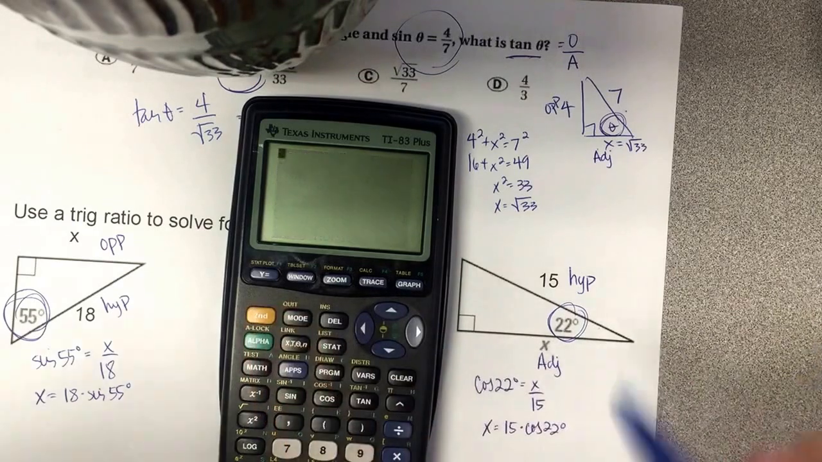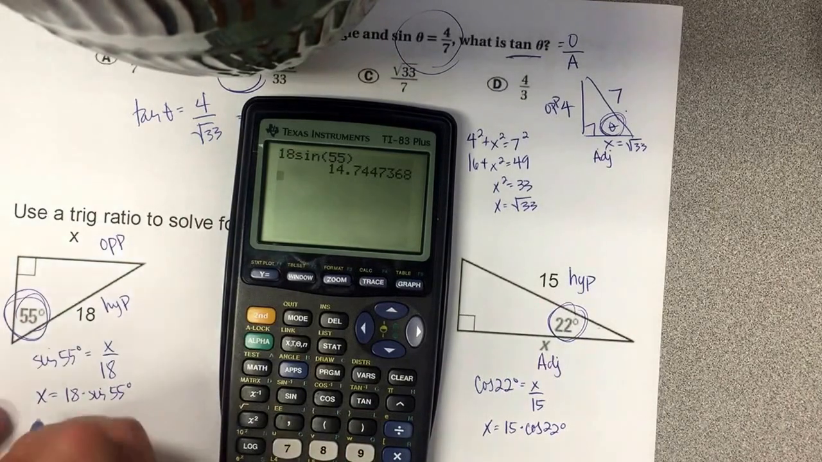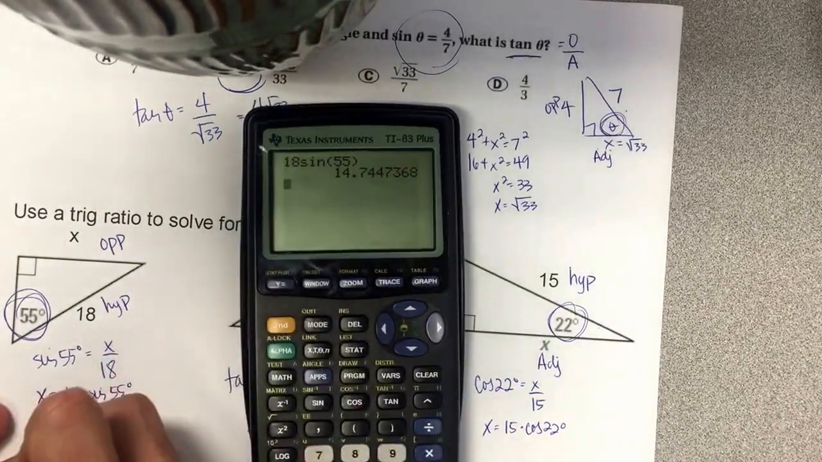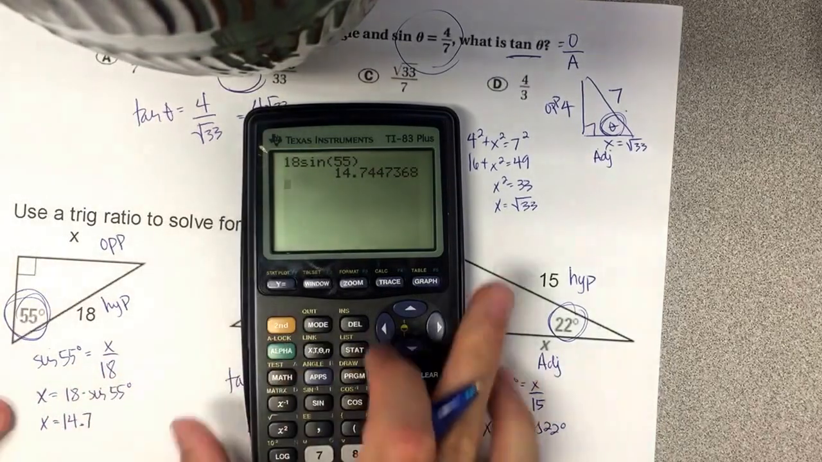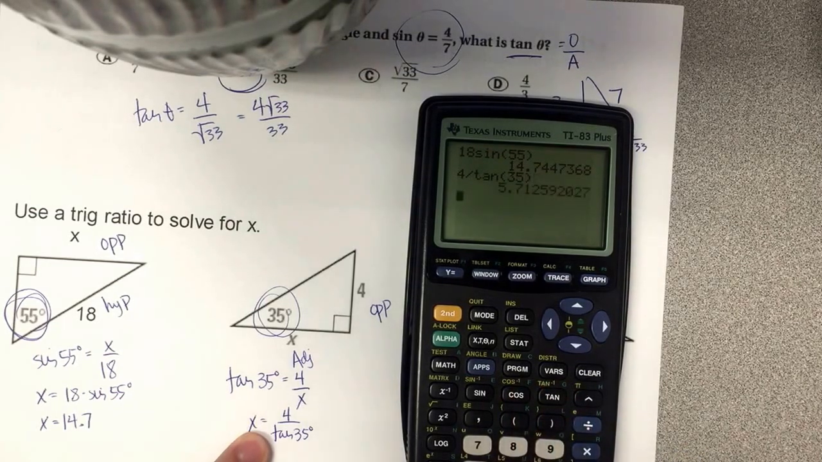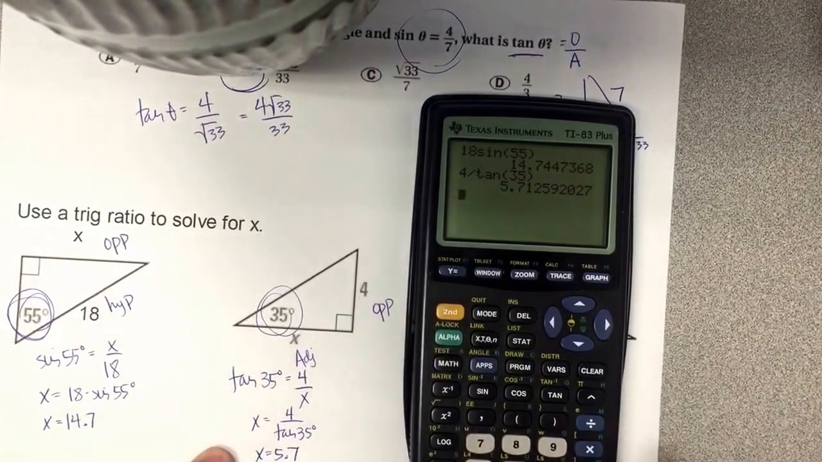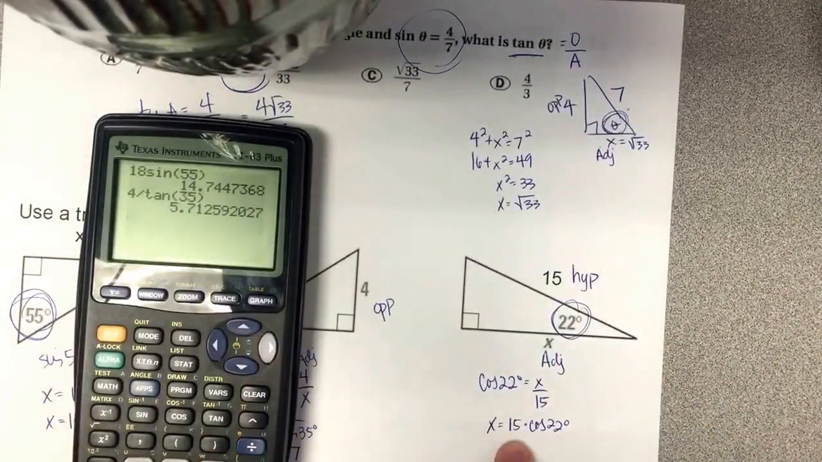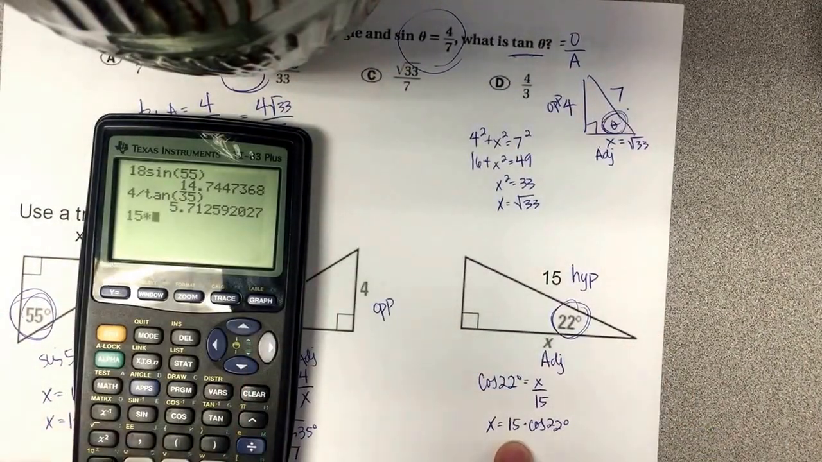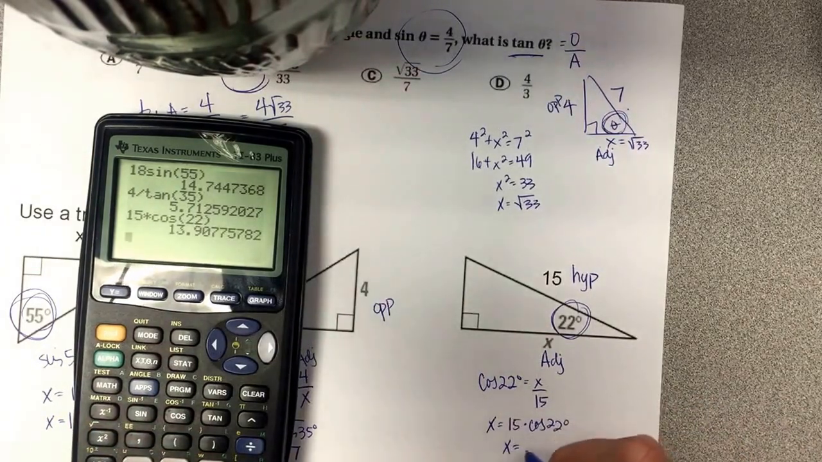So now that I'm in degree mode, we're going to just type this in. 18 sine 55, and that's going to give me my length, 14.7. Please round to 1 decimal place for all of these. This one here, 4 divided by tan 35, and I get my length, x equals 5.7. And then the last one, this one again we're going to multiply, so 15 times cosine 22, and we get our side length, 13.9.